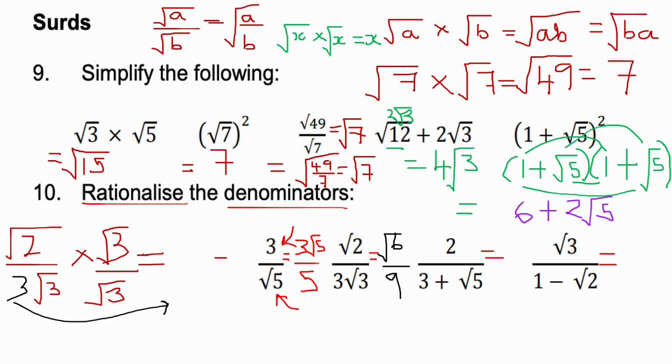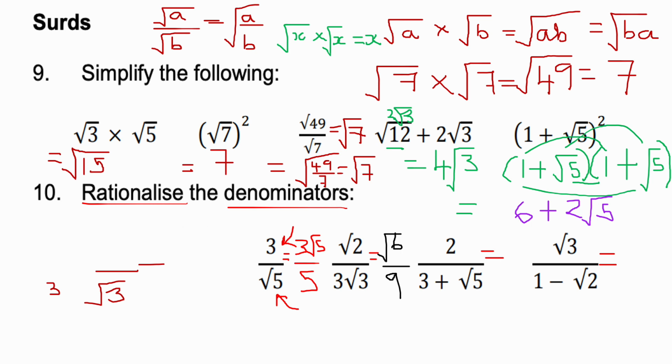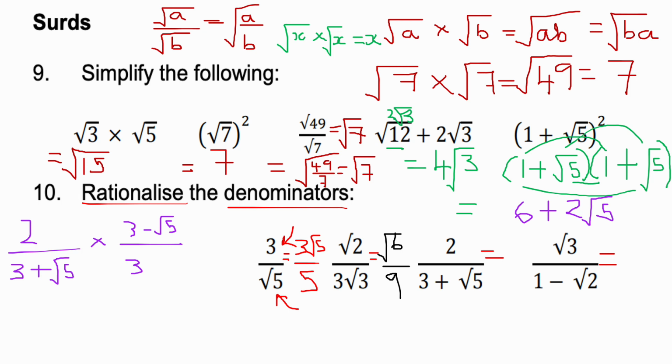Right guys, next question, it's a slightly trickier one. I've got 2 over 3 plus root 5, so let's do this in a different colour. This time I'm going to multiply by what I call its conjugate, so I'm going to multiply top and bottom by 3 minus root 5 over 3 minus root 5. It's the same as this, but the sign has just changed here.